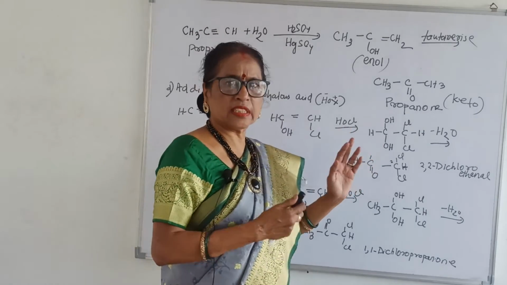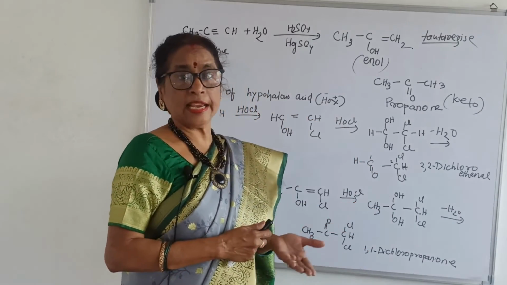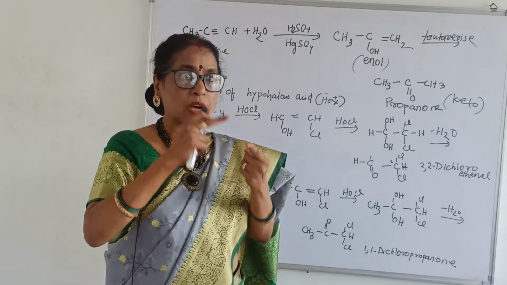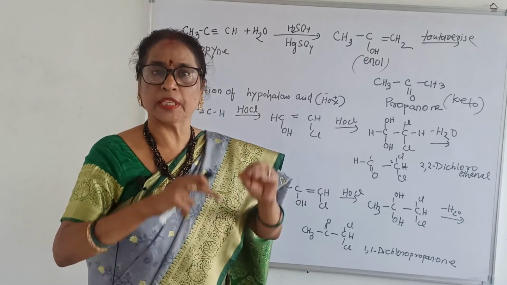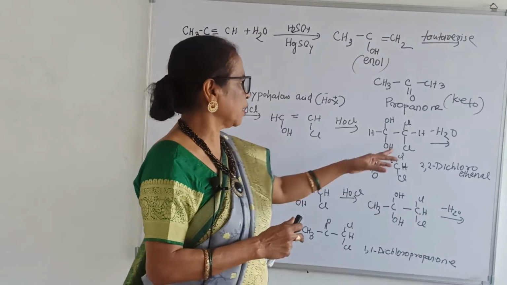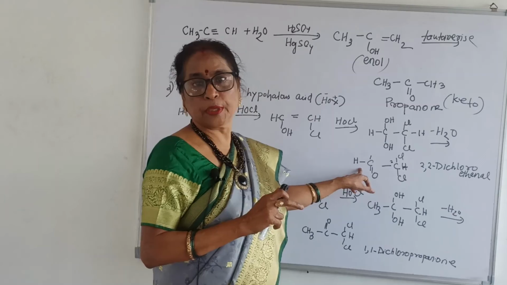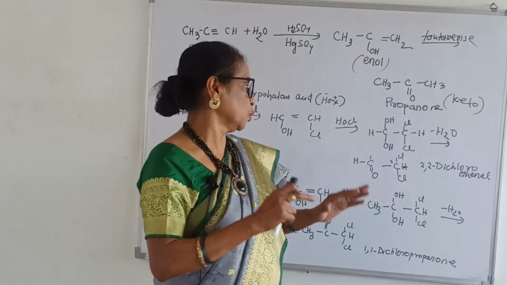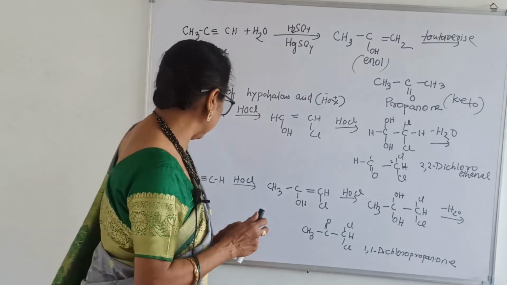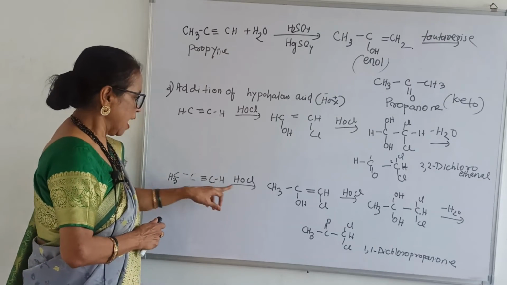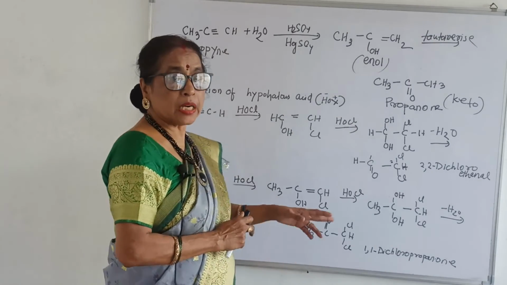Since OH is on one side, if we add HOCl again, OH will come to this side. I told you with one carbon, if there are two hydroxyl groups, that is very unstable. One water molecule is removed and an aldehyde group is produced, and that is called 2,2-dichloroethanal.